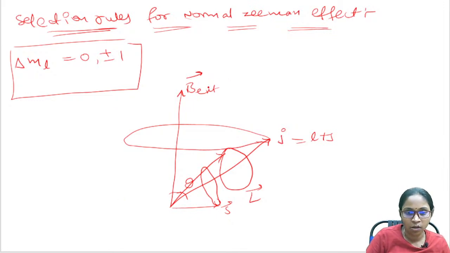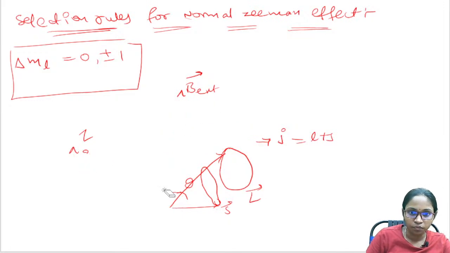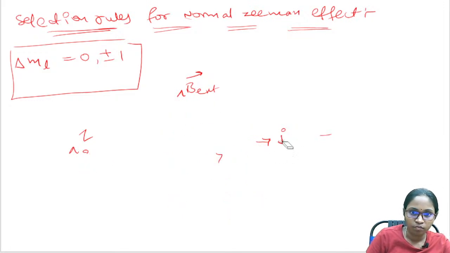Before we apply this magnetic field, the Z direction will be along the Z axis. When we apply this external magnetic field, this J makes an angle with this external magnetic field. It will be theta.